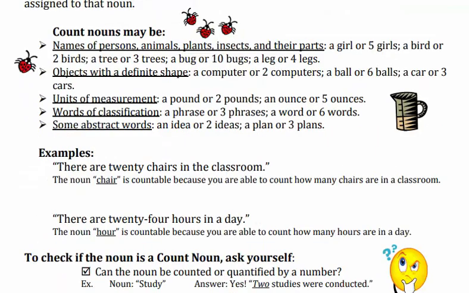There are 20 chairs in the classroom. The noun is chair and it is countable because you are able to count how many chairs are in the classroom. So when there is a numbering or a countable thing, it is included in the count nouns. There are 24 hours in a day. The noun hours is countable because you are able to count how many hours are in the day, right? To check if the noun is a count noun, ask yourself: can the noun be counted or quantified by a number? If yes, then it is countable. For example, two studies are conducted.